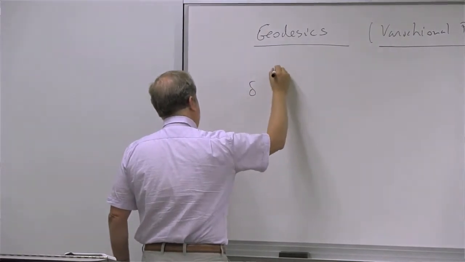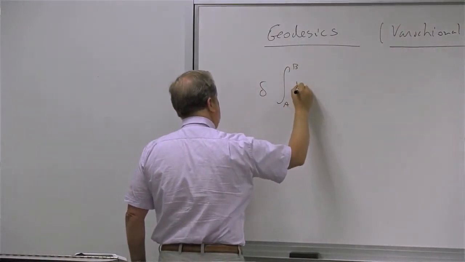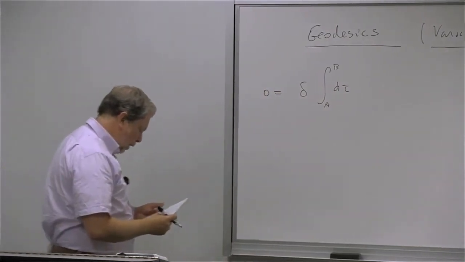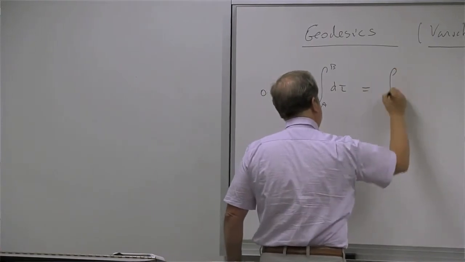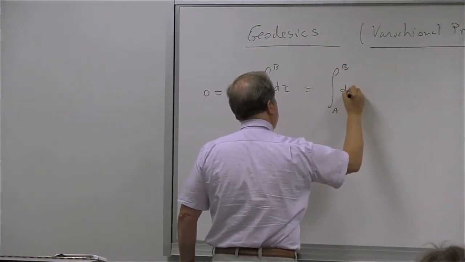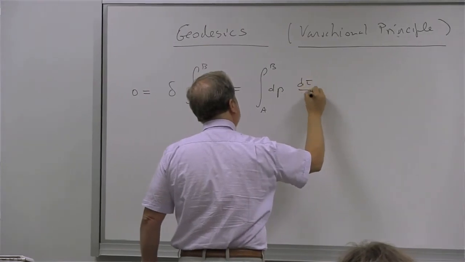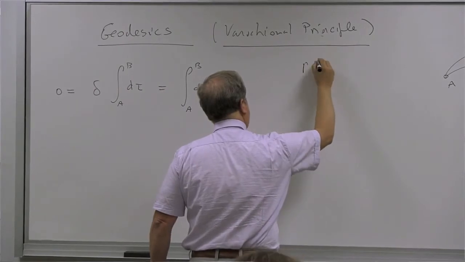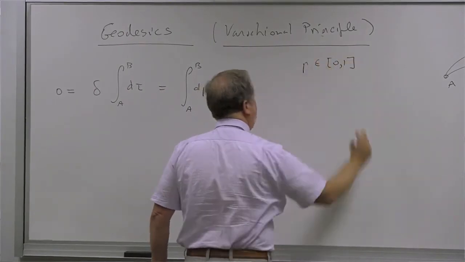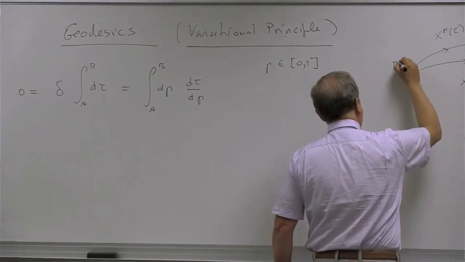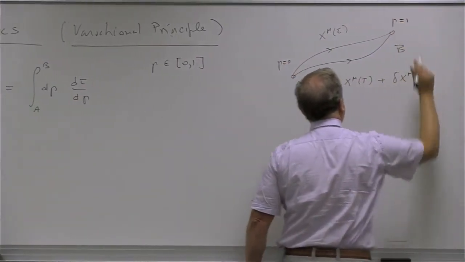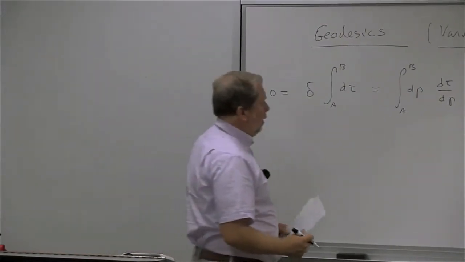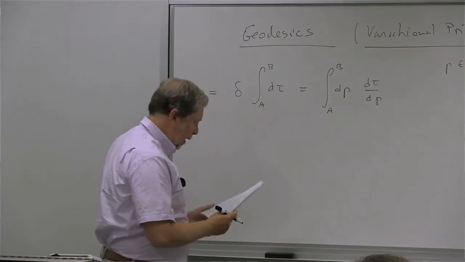So the variation of the integral from A to B in dτ, which is equal to 0. Right? Well, the first thing we're going to do is we're going to parameterize this path in terms of some parameter. So P is some parameter which belongs, say, to the interval between 0 and 1, right? So this is P equal to 0 here and P equal to 1 there. So we introduce a parameter that labels the point along the path, and that parameter is just some real variable.